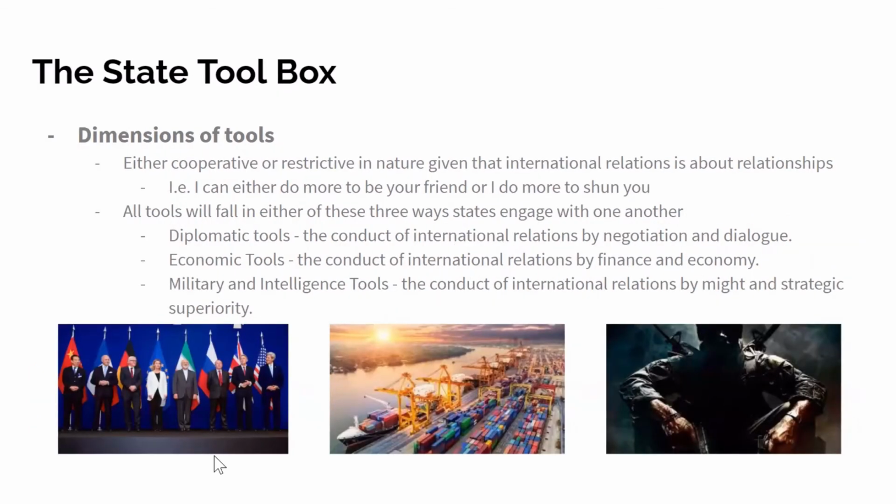So now let's talk about the state toolbox. If the stuff before was a little bit confusing, don't worry. I feel like this is the bulk of what I'm supposed to be talking about today, which is the state toolbox. These are basically every single option a state has to engage with another state in terms of foreign affairs. Notably, I'm talking about states engaging with other states. This is the main actor I'm talking about.